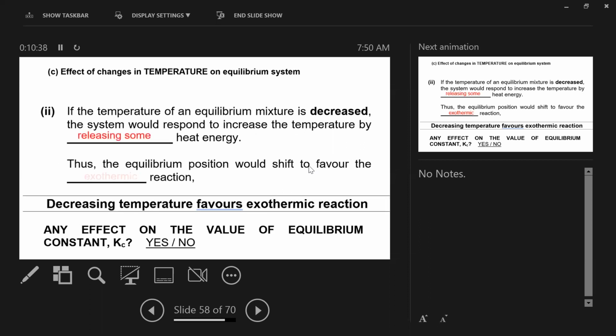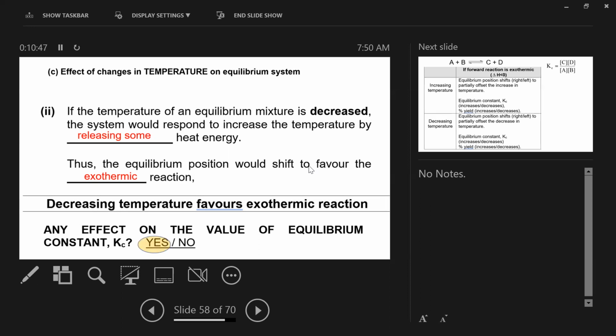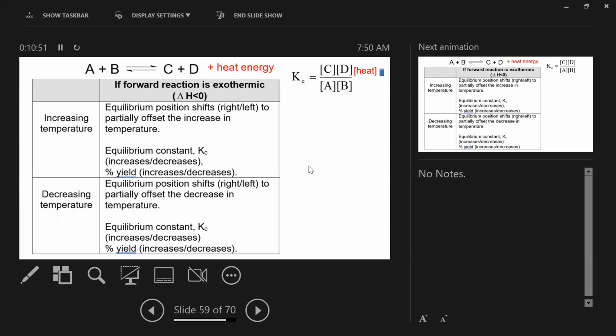Same thing here. We will release some heat energy to partially offset the drop in temperature. All this you should recognize, that Kc will change when temperature changes. These are things that we have copied already. So let's look at the exothermic reaction. For an exothermic reaction, it means that heat energy is given out as a product. So I can put the heat concentration here to help me think along the LCP principle.